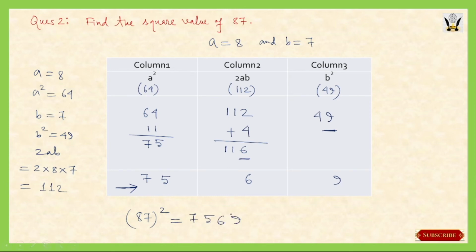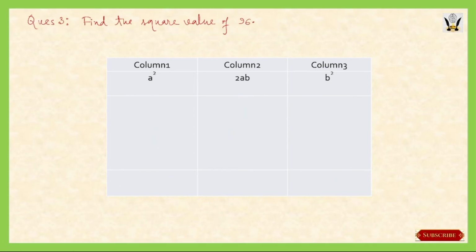So I hope the column method is clear to you, but still we will proceed with another example to make it more clear. This time we will be finding the square value of 96. So A will be 9 in our case and B will be 6. Again we are using the same identity. Now A is equal to 9, so A square will be 81. Now B is 6, so B square will be 36. I hope it is pretty clear.